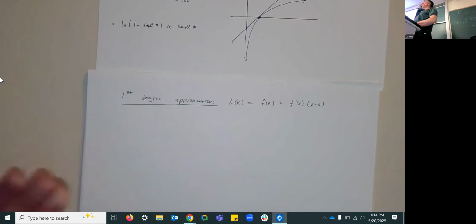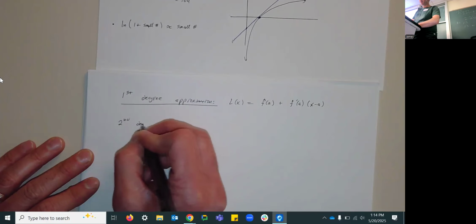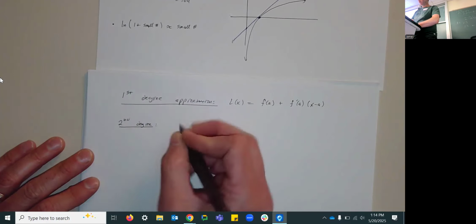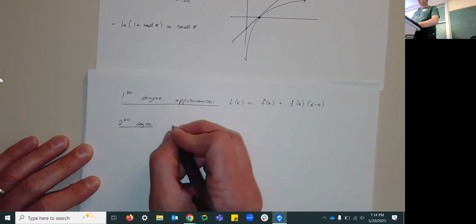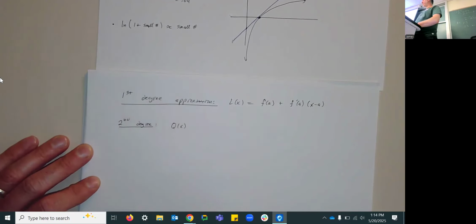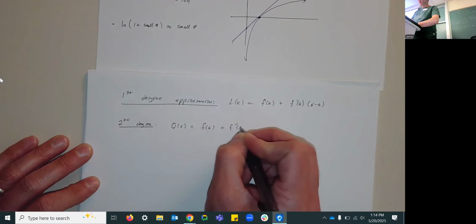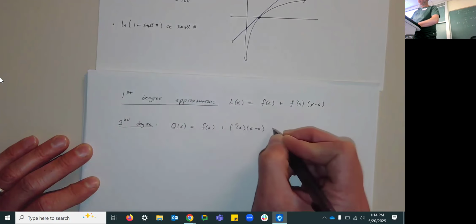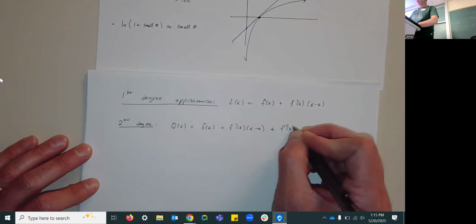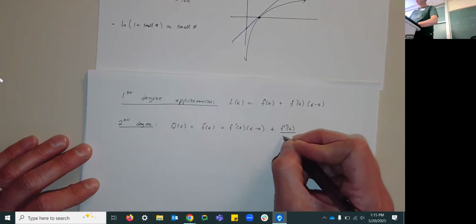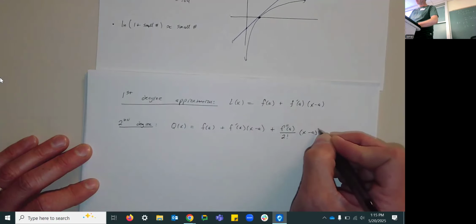So let me just show you before you write any of this down. So your second degree approximation would be, I guess I'll use q of x for a quadratic. It's going to be f of a plus f prime of a times x minus a. Plus here's the next term. It's the second derivative evaluated at a divided by 2 factorial times x minus a squared.